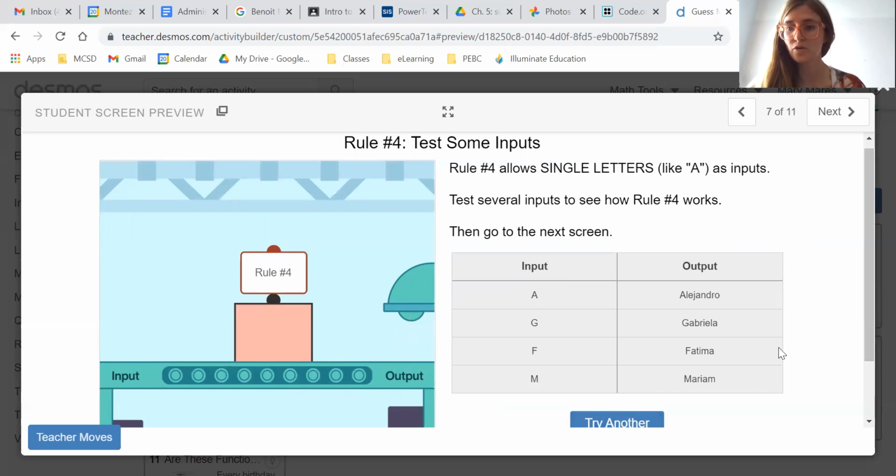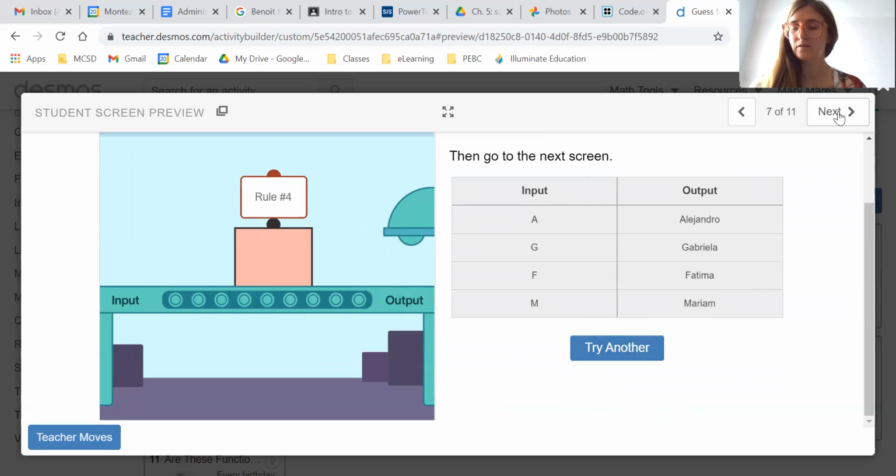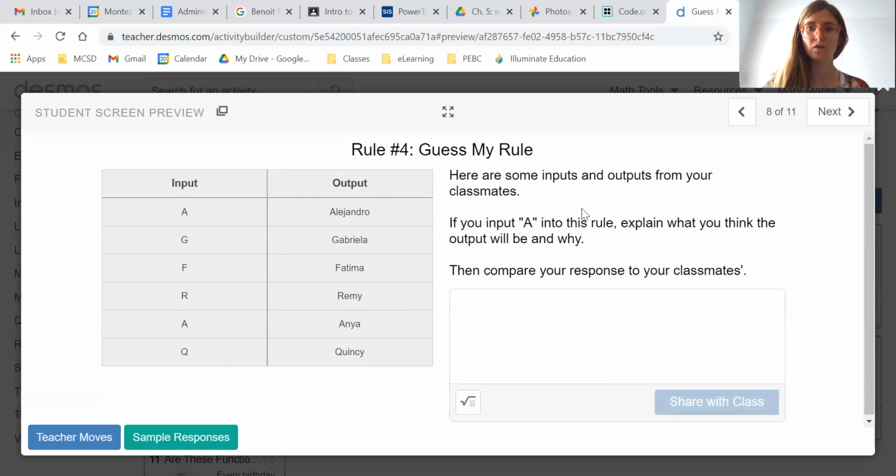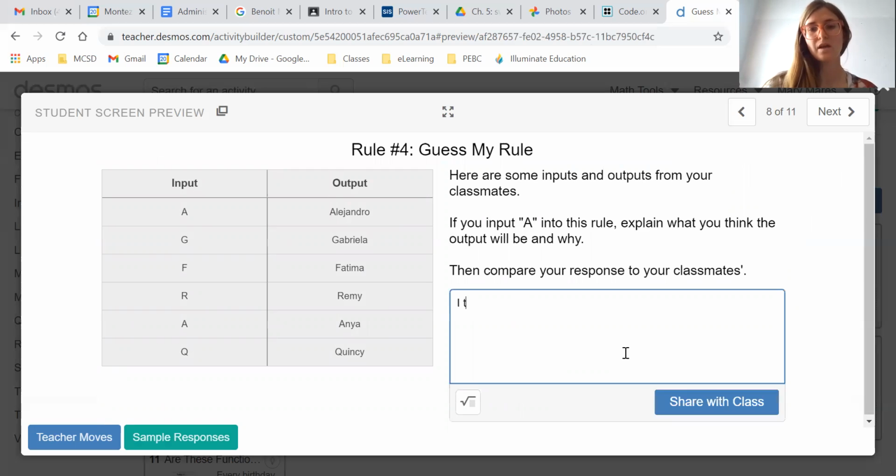Miriam. So it looks like I'm going to be given a name that starts with the letter that I put in. So if I put input A into this rule, explain what I think the output would be and why. I think the output would be a name starting with the letter A.